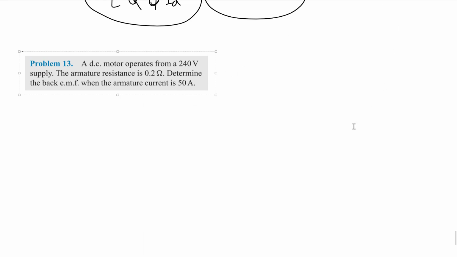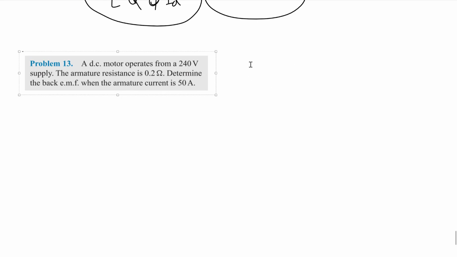So we have problem 13 here. We are given a DC motor which operates at 240 volt. The terminal voltage is 240 volt. Armature resistance is 0.2 ohm. Determine the back EMF when the armature current is 50 ampere.